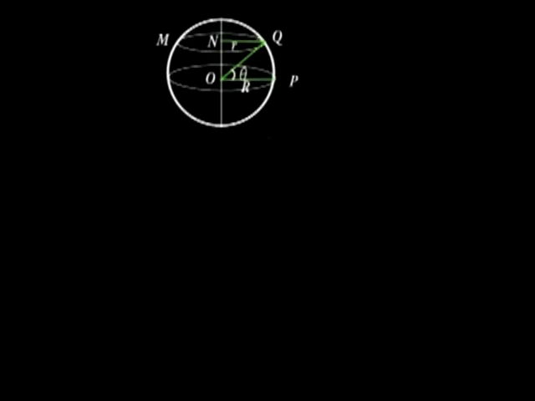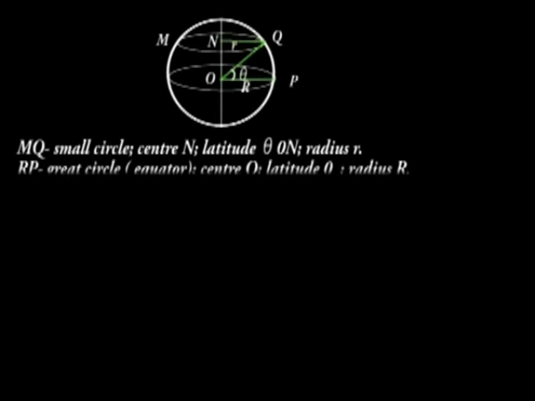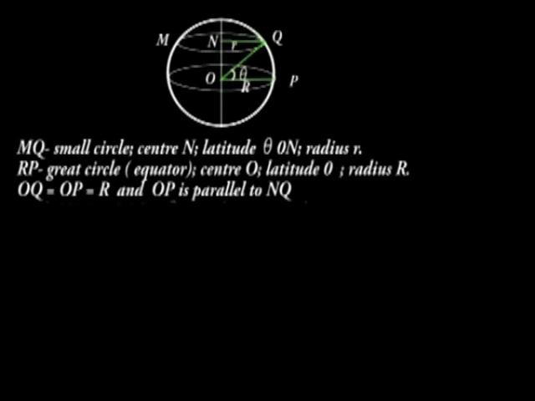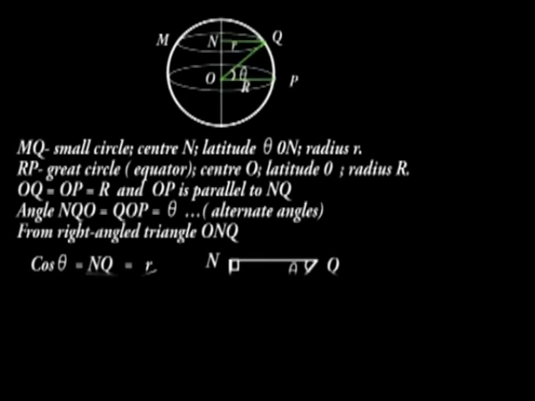Distance along small circles. Consider the figure below. MQ is a small circle with center N and latitude theta degrees north and a radius of small r. RP is a great circle, that is the equator, with the center O and a latitude 0 degrees and radius capital R. OQ is equal to OP, which is capital R, and OP is parallel to NQ. Hence, angle NQO is equal to angle QOP, which is angle theta. This is from the alternate angles property.